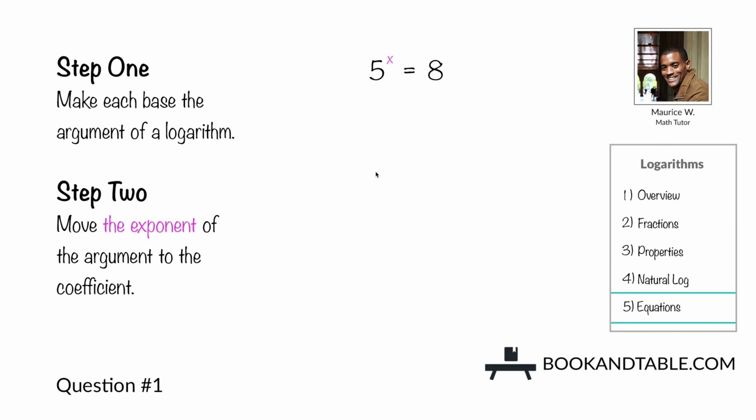Question number 1. We're solving for x for 5 raised to a power of x is equal to 8. Step 1, make each base the argument of a logarithm. So that would give us the log of 5 raised to a power of x is equal to the log of 8. In step 2, move the exponent x of the argument to the coefficient using the power rule. So that would give us x times the log of 5 is equal to the log of 8.